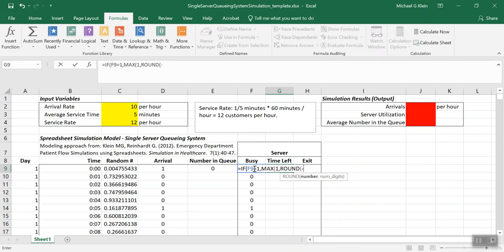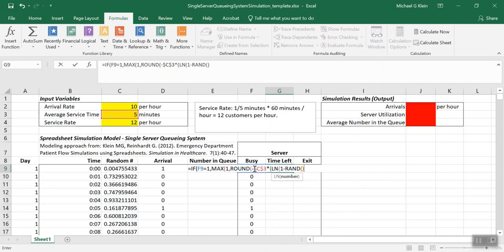So now, again, as we saw in class, we're going to have minus, and then it's going to be the average service time, which is in C3, and we do want the dollar signs there to make sure that it's an absolute reference, so when we copy the formula down, we always use the same average service time reference. And then we're going to multiply that by ln of 1 minus rand.